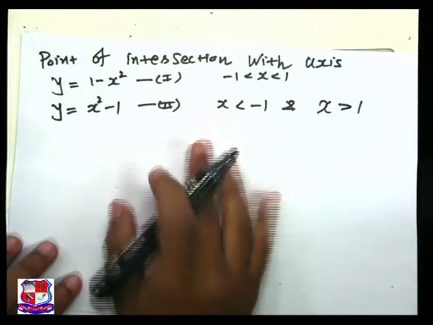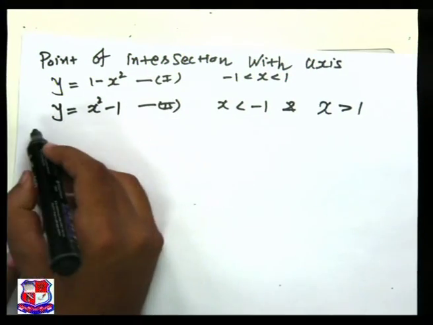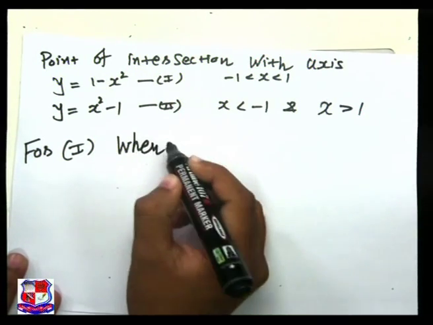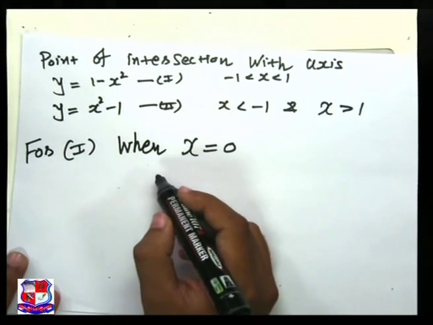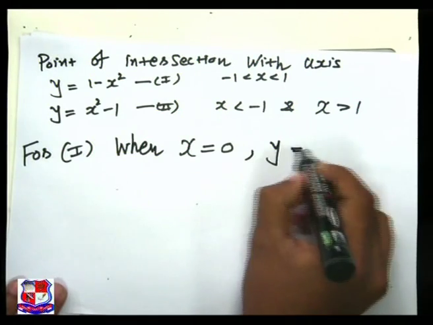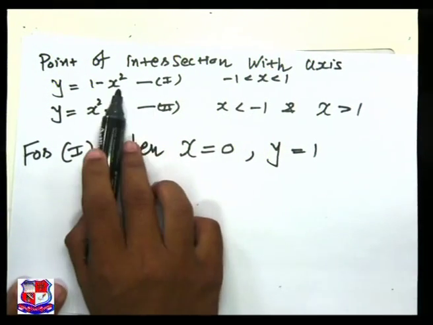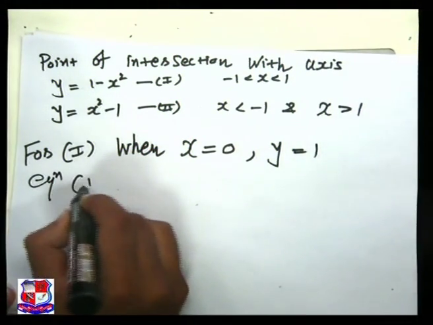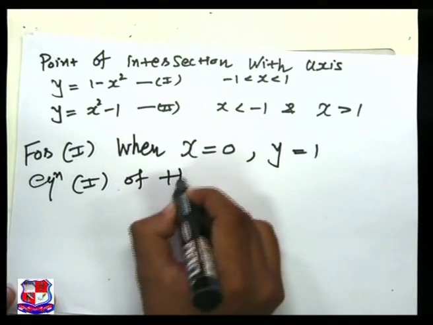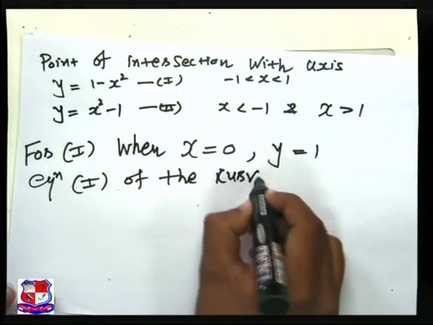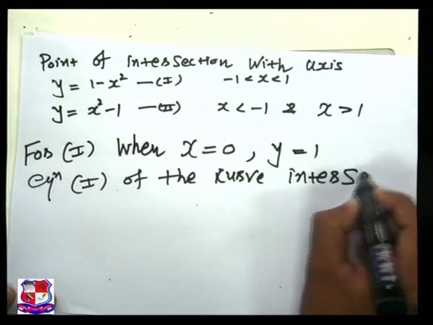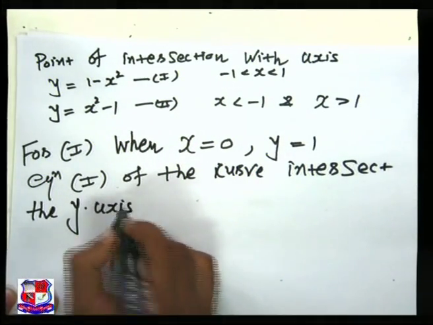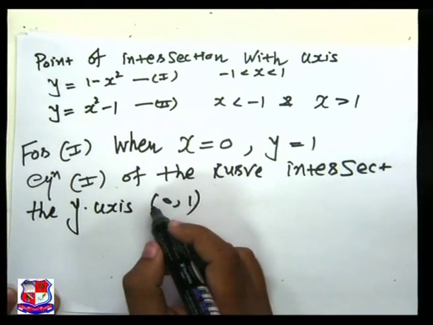Now we want to say something about equation 1. When x is equal to 0, y is equal to 1. Clear? So the equation 1 of the curve intersects the y-axis at 0 1.